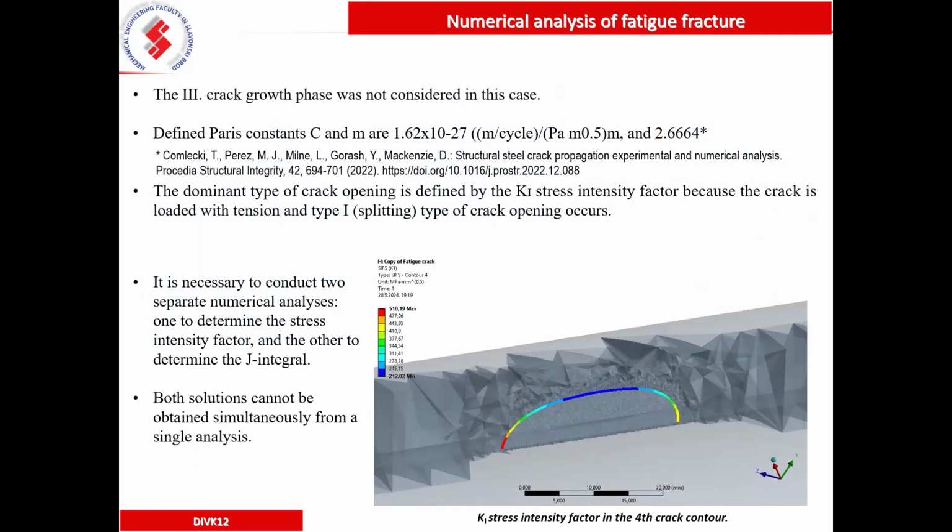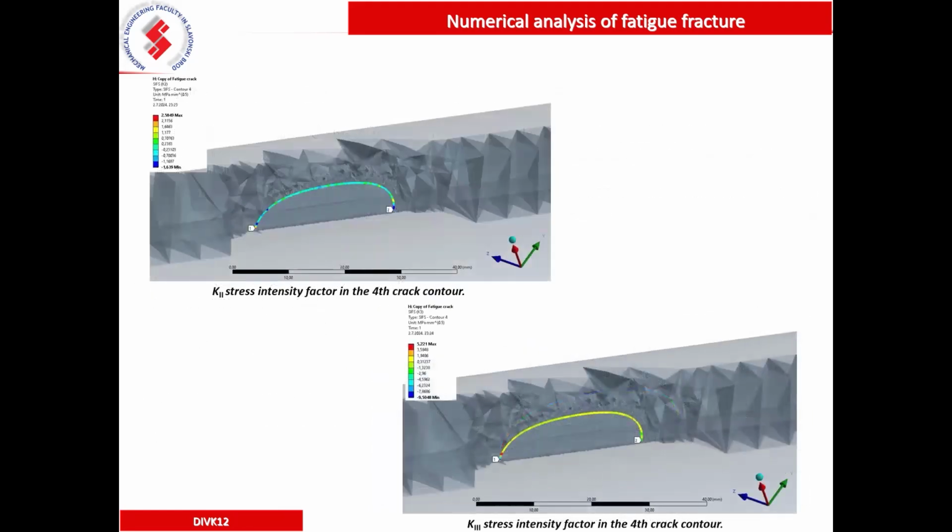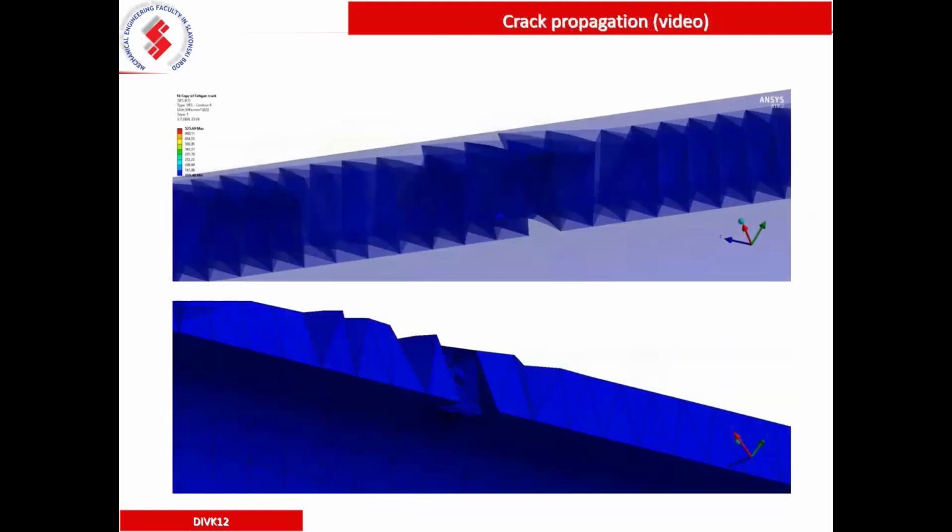Paris constants C and M were obtained from the literature, and the dominant type of crack opening is defined by the K1 stress intensity factor, because the crack is loaded with tension in mode 1. It means splitting or cleavage fracture is dominant. So there are some results for the K1 stress intensity factor for the fourth contour, for example, and it's obvious that it's much bigger than, for example, K2 or K3. So it means that K1 is for sure predominant.